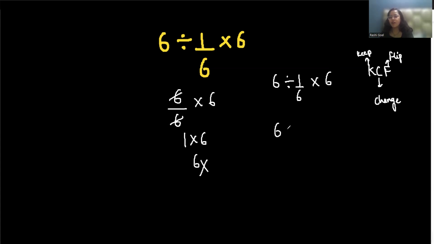So keep the left hand, change the symbol from division to multiplication, and flip the right hand. So it becomes 6 times 6 times 6. Now 6 times 6 is 36, times 6 is 216. So what is the correct answer? 216.